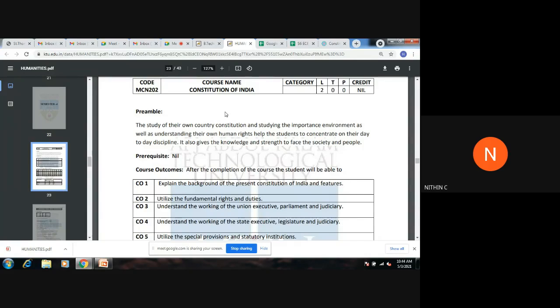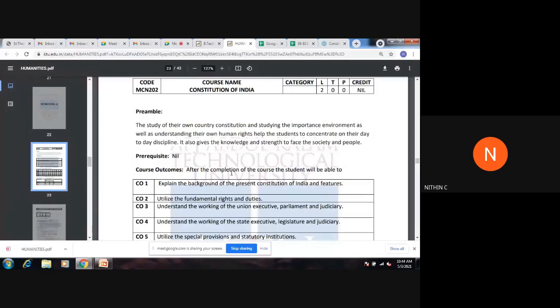And the main aim of this subject is to study their own country's constitution and to study its importance, environment, as well as to understand their own human rights, which helps the student to concentrate on their day-to-day discipline. Then the various course outcomes: after the completion of this course, the student will be able to explain the background of the present Constitution of India and its features. So after this course, you are expected to attain this much outcome.